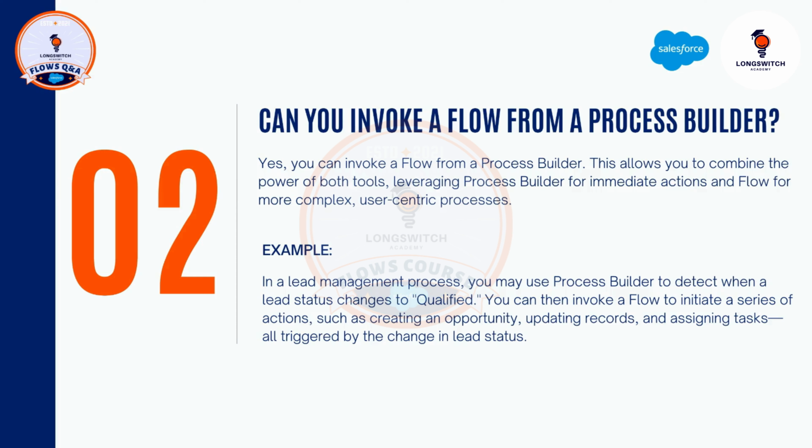status changes to qualified. You can then invoke a flow to initiate a series of actions, such as creating an opportunity, updating records, and assigning tasks, all triggered by the change in lead status.